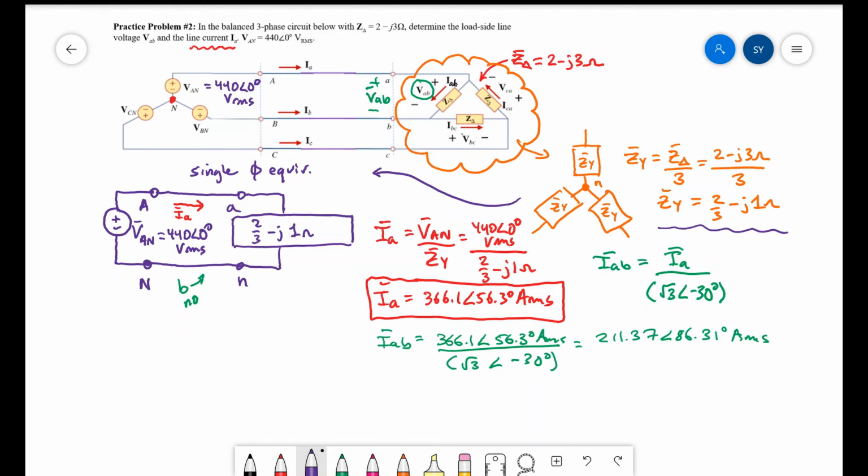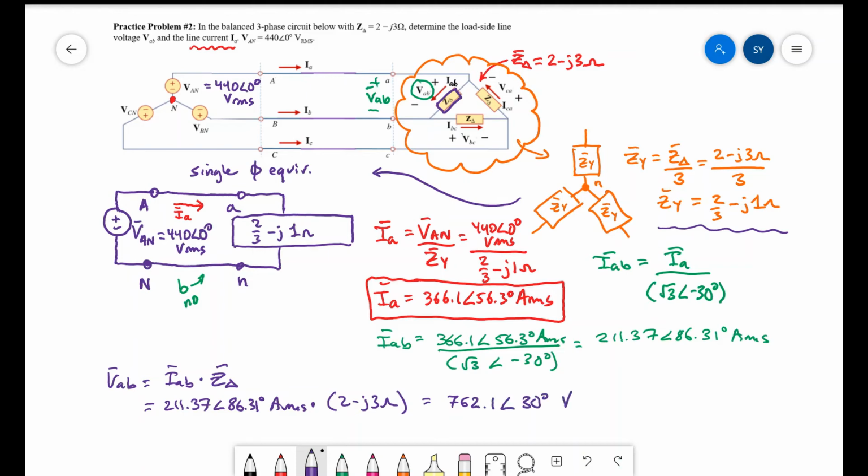Once I know IAB, I can obtain VAB through Ohm's law, where VAB is IAB times Z delta. Notice that I use Z delta here because that is what IAB actually flows through. There's no IAB in the single-phase equivalent circuit, and there's no IAB drawing where I have it flowing through a ZY. Plugging in numbers, that's the 211.37 angle 86.31 degrees amps RMS times my Z delta, 2 minus J3 ohms. This obtains the final answer of 762.1 angle 30 degrees volts RMS.